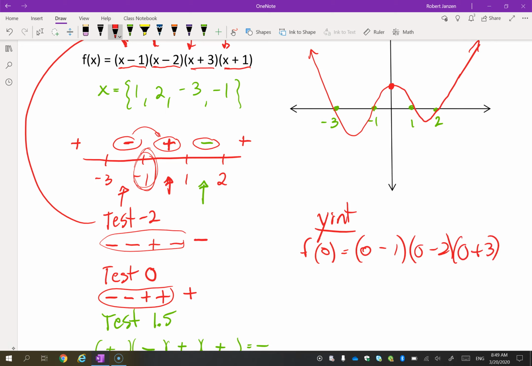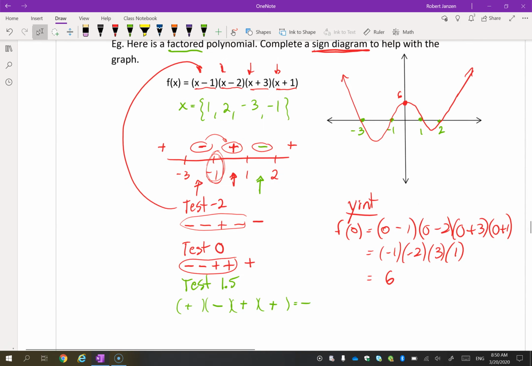So 0 plus 3, 0 plus 1. So if I multiply this, I get -1 times -2 times 3 times 1, which is 6. So this value is 6. All right, there is our first polynomial function graphed.